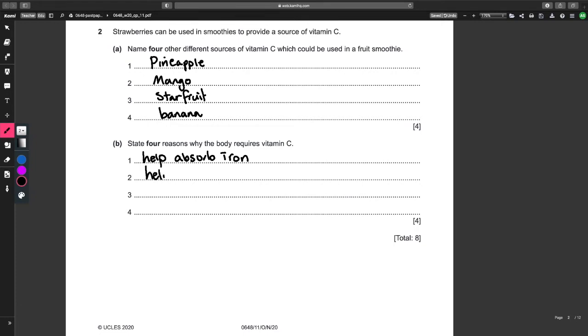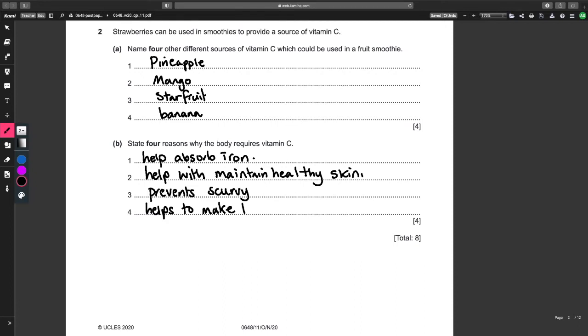Will also help with healthy skin. Prevent scurvy. Remember that disease that all the pirates had due to them being on ships for long periods of time and not having access to any fresh fruit or vegetables. It also helps to make connective tissue, well, all kinds of tissue, and in particular connective. And that's another reason why it's good for maintaining skin, or the connective tissue. Okay.